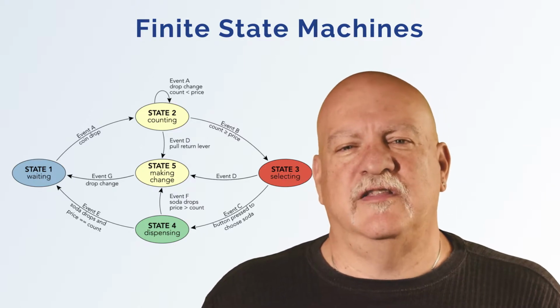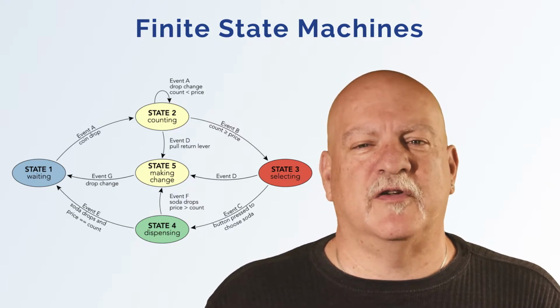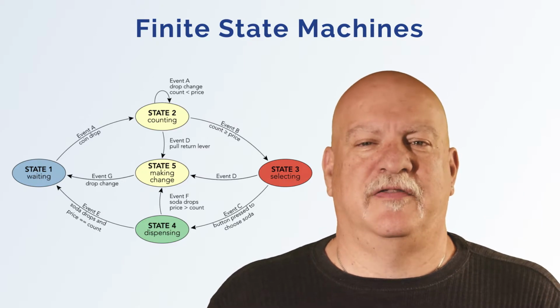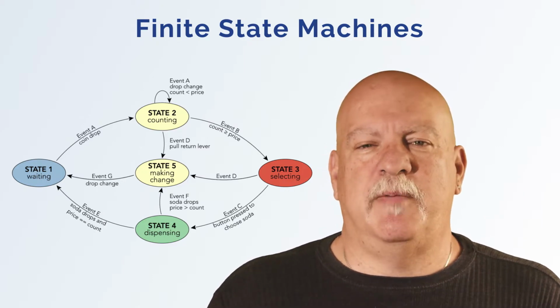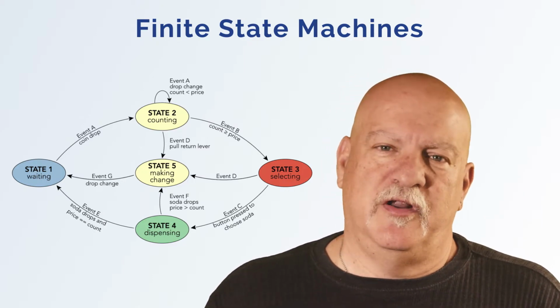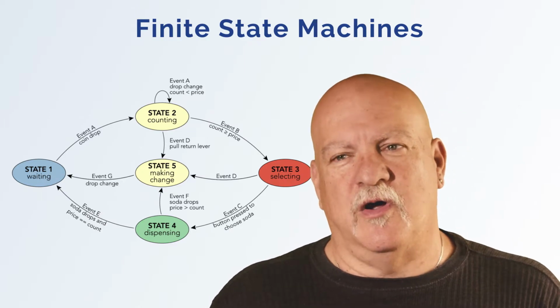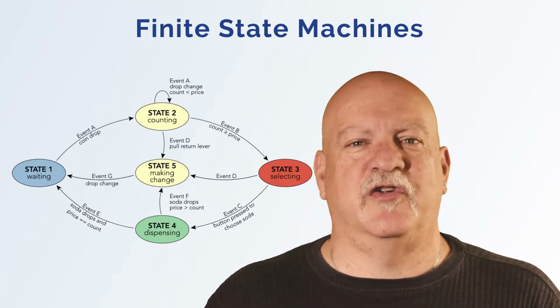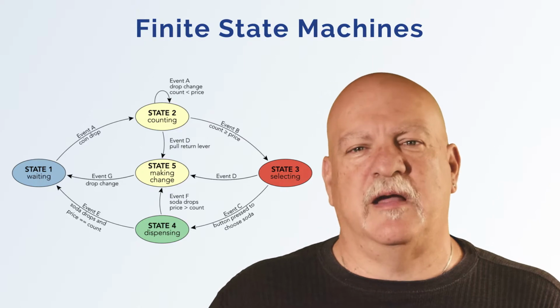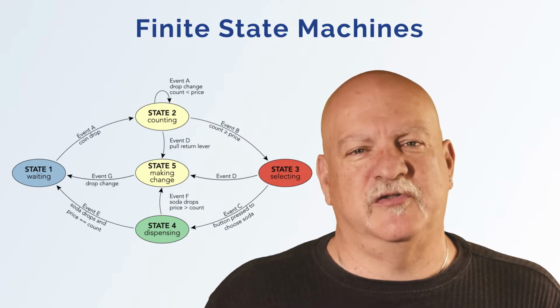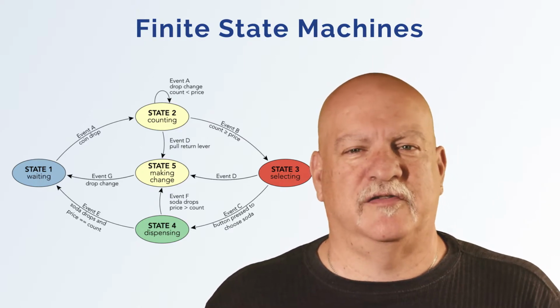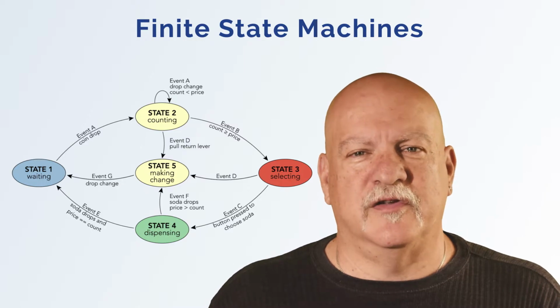Now, interestingly, the diagram shows only the perfect or preferred path of machine operation. So picture that you go in and you put in a coin, and then you put another coin, and eventually you add up to the total of the soda, and then you press the selection button, and then the soda drops out of the machine, and then it goes back to waiting for the next person to start entering coins.